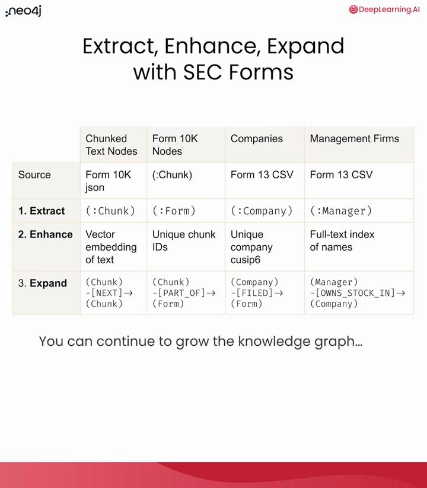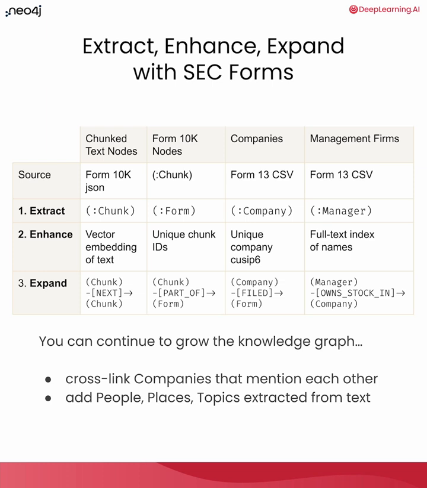You could keep doing this as much as you'd like, as much as is relevant for the kinds of questions you want to be able to answer. For example, you could cross-link the companies themselves. Each of these filings mention other companies that they're involved with, whether it's suppliers or maybe partners. You could find those and then actually link the companies, right? You could extract out the people, the places, and the topics that are interesting. That becomes another part of the graph that you can have to do queries and actually enhance the context of questions that you're asking. Or you could also add external data sources, as we did with the Form 13 CSV.